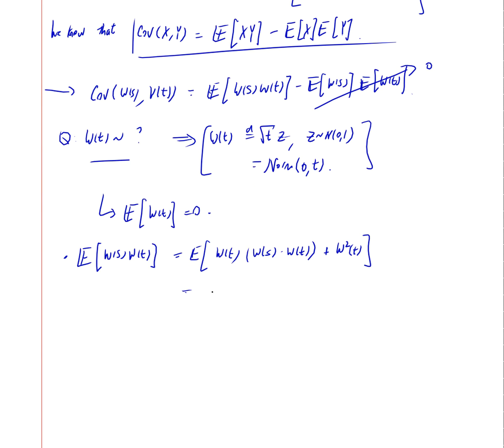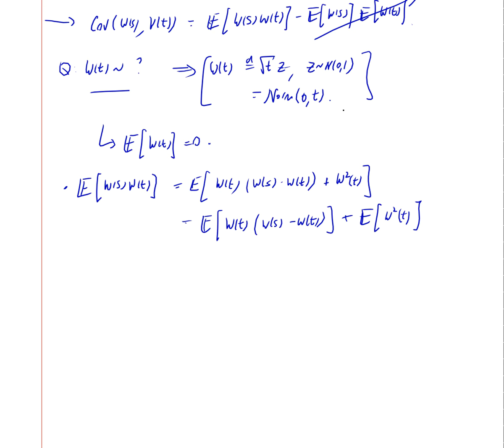So by additivity of taking expectations, it's just going to be each one separately: the expectation of Wt times Ws minus Wt, plus the expectation of Wt squared. And since we know that the first moment of it is equal to 0, that makes the second moment equal to the variance of Wt, by definition. So the second moment is equal to its variance, which is just equal to t. So this part here is equal to t.